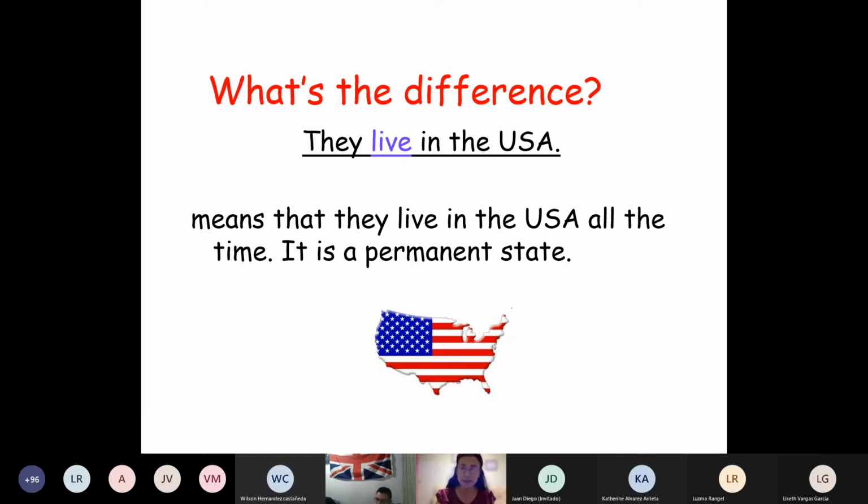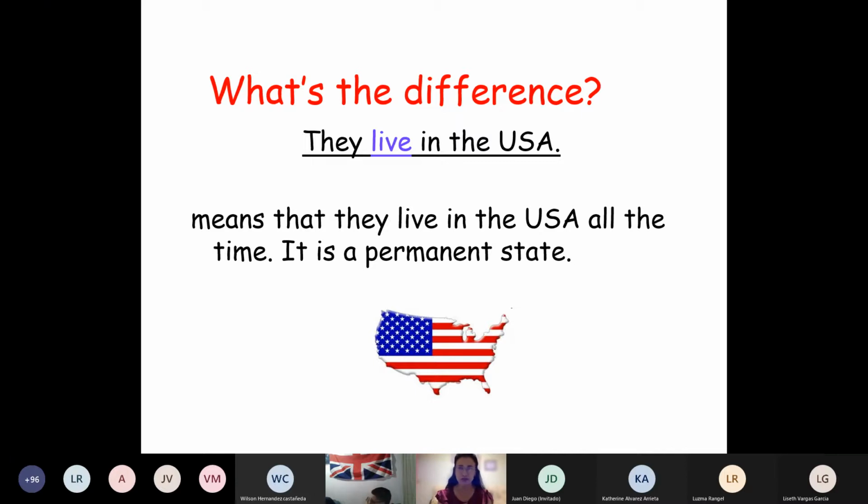In the first example, they live in the USA means that they live in the USA all the time, as we live in Colombia, or we live in Bogota, or you live in your city. Maybe your city is a town in Cundinamarca, or any city in Colombia, no? It's the place where you live all the time. It's a permanent state. When you are talking about permanent states, you use the present simple tense. You say, I live in Bogota.